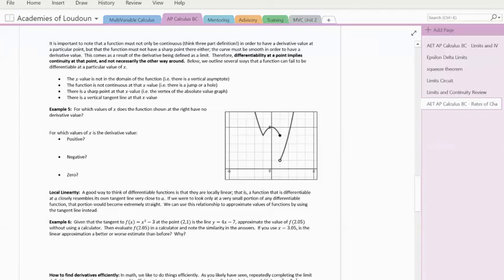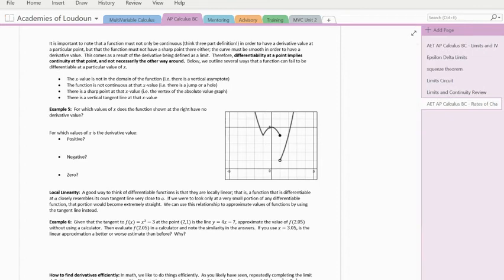Okay, so it's important to note that a function must not only be continuous, remember that three-part definition, in order to have a derivative value, but the function must also not have a sharp point there either. The curve must be smooth in order to have a derivative value. This is because of the derivative being defined as a limit. So therefore, differentiability at a point implies continuity, but not necessarily the other way around.